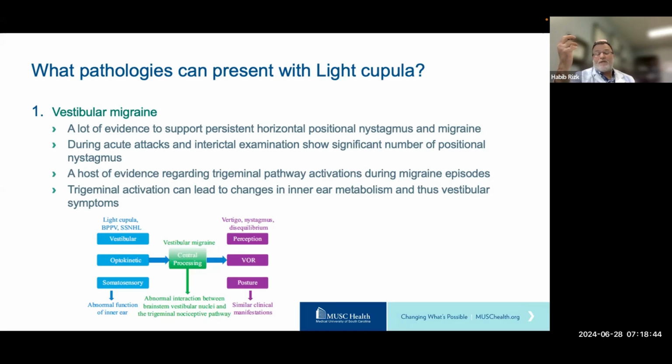Well, with migraine, something is happening at the level of the vestibular nuclei, in the central processing of the influx of information from the vestibular system, that causes an interaction with the trigeminal nociceptive pathways. We know for a fact that the inner ear's vasculature is heavily innervated by the trigeminal nerve branches. That could lead to changes in inner ear metabolism that could lead to light cupula. But similarly, a problem in the inner ear, like BPPV or sudden sensorineural hearing loss, can cause an abnormal function of the inner ear that leads to central processing that would lead to exactly the same symptoms.